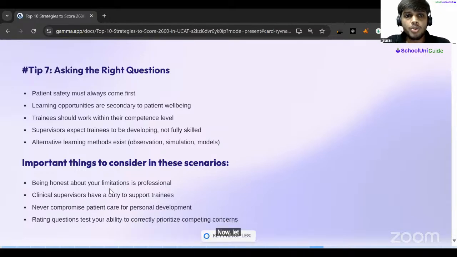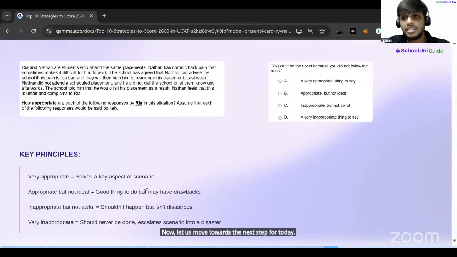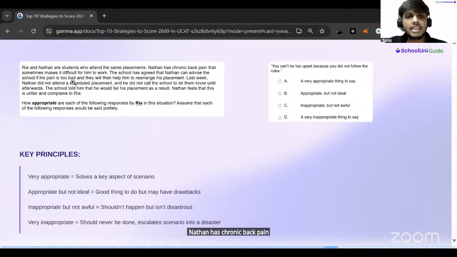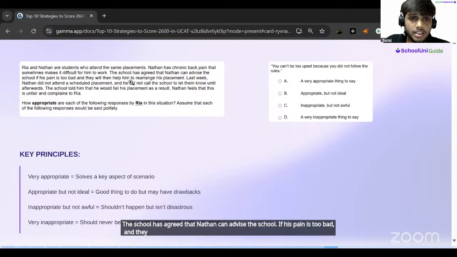Now let us move towards the next step for today. And this tip will be shown by me after this question. This question says, Ria and Nathan are students who attend the same placements. Nathan has chronic back pain that sometimes makes it difficult for him to work. The school has agreed that Nathan can advise the school if his pain is too bad, and they will then help him to rearrange the placement.